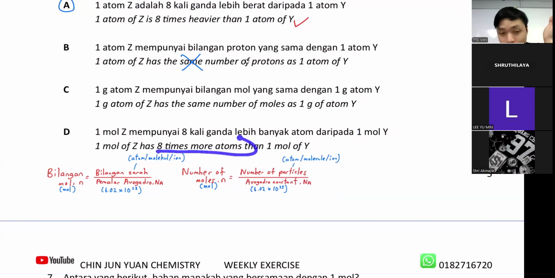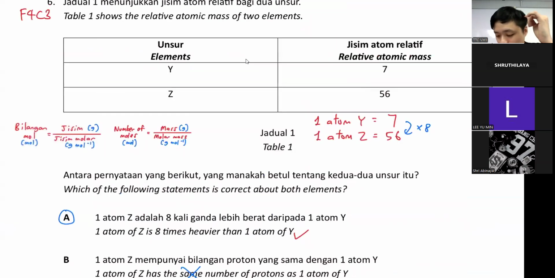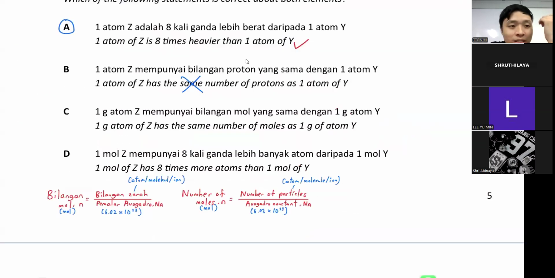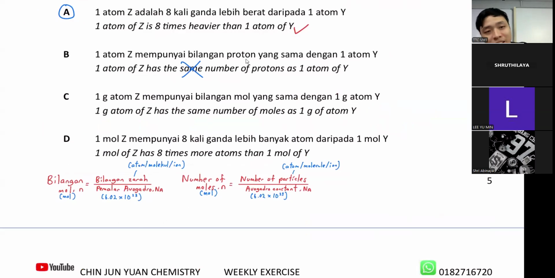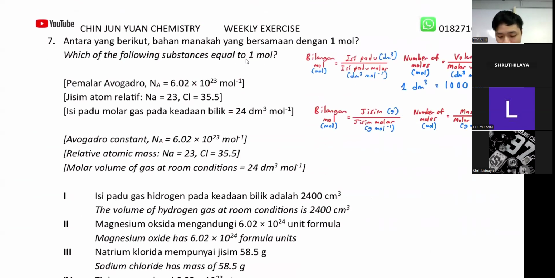It cannot be 8 times more atoms. You don't even have to use this formula. Think logically. This one, how many atoms? 1. This one, how many atoms? 1. So can it be 8 times? No. 1 atom, 1 atom Z. Doesn't make any sense. So that's why the best answer is A. This kind of question, you sometimes have to think really deep.